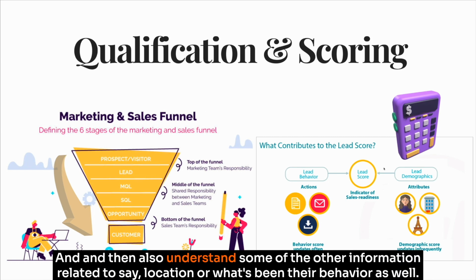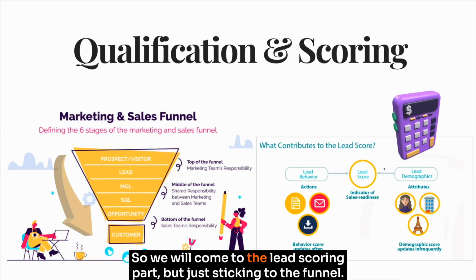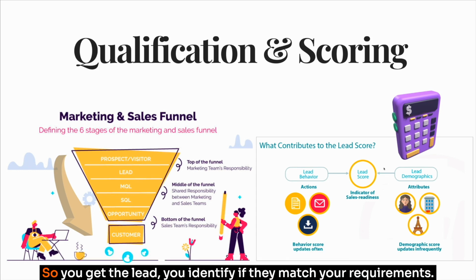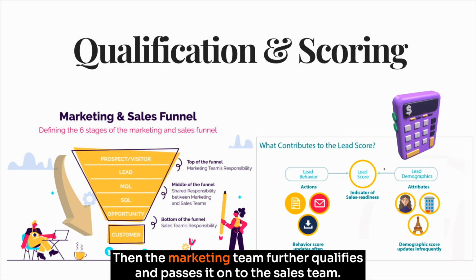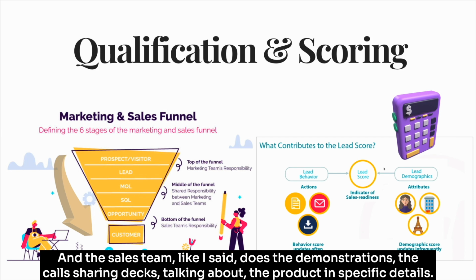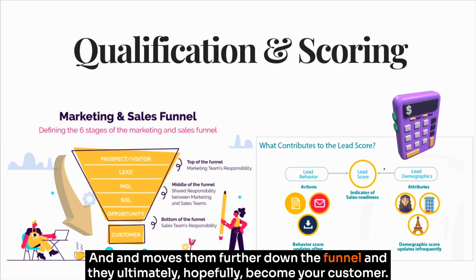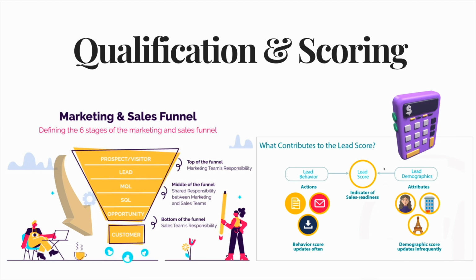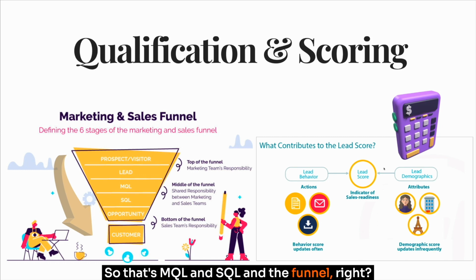And then also understand some of the other information related to, say, location or what's been their behavior as well. So we'll come to the lead scoring part, but just sticking to the funnel. You get the lead, you identify if they match your requirements, then the marketing team further qualifies and passes it on to the sales team. And the sales team, like I said, does the demonstrations, the calls, sharing decks, talking about the product in specific details, and moves them further down the funnel, and they ultimately hopefully become your customer. So that's MQL and SQL and the funnel, right?